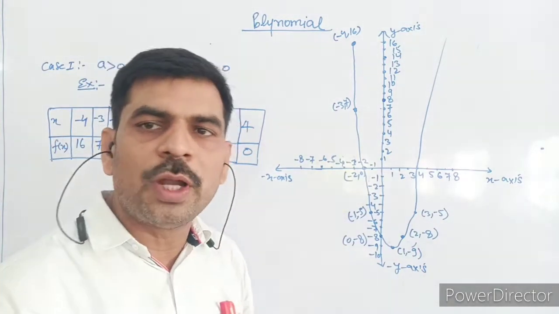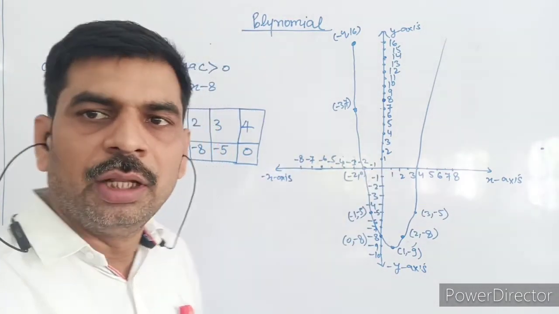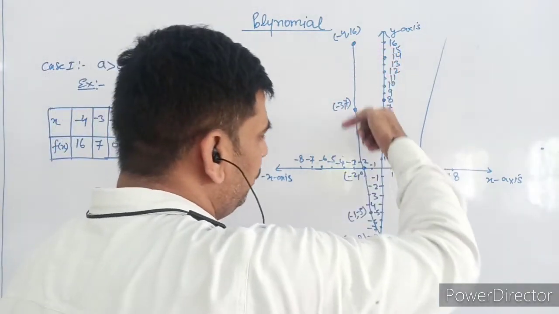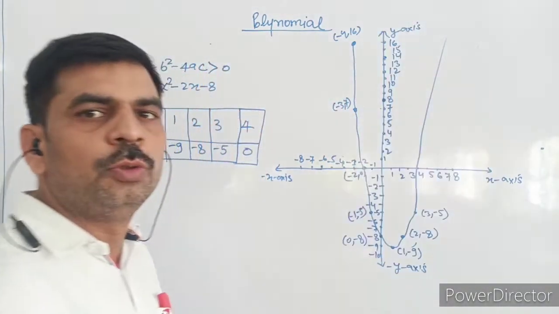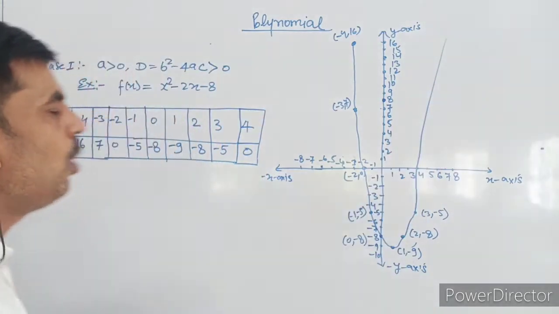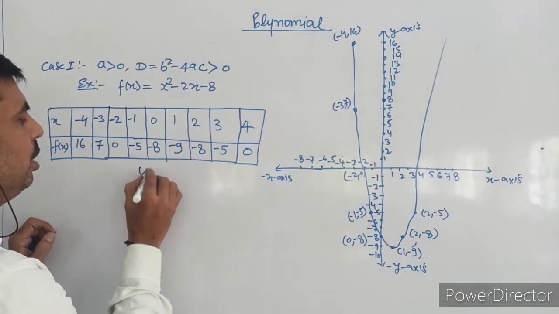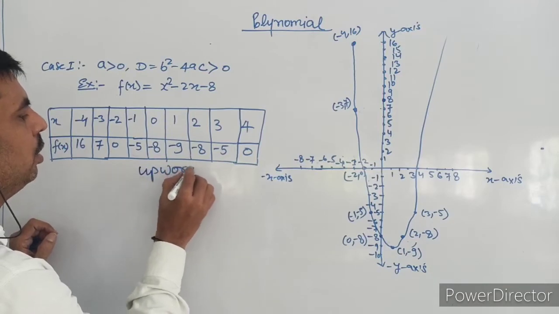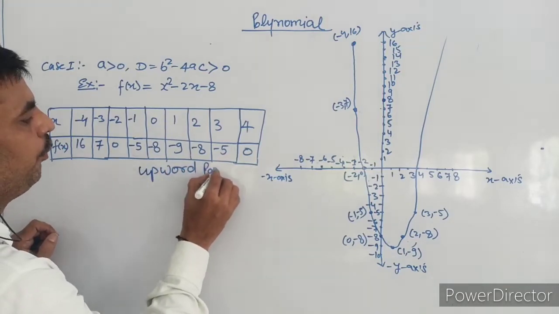We join these points, but not with a straight line. Don't join the points with a scale; you join them roughly. So you form this type of graph. This is an upward parabola. What is an upward parabola?